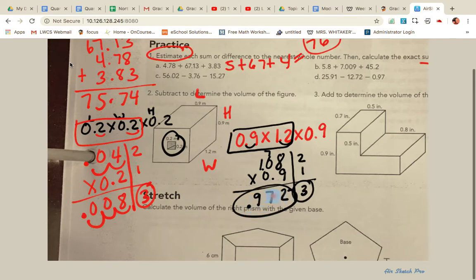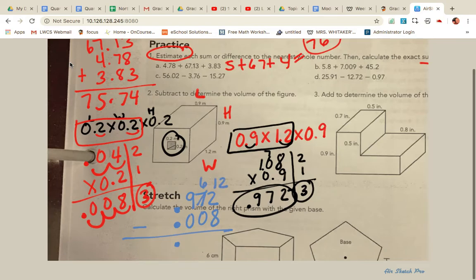0.972, and I need to remove out this hole right here. So to remove something, you need to subtract. So I'm going to line up my decimals. I'm going to be subtracting, and I'm going to fill in my numbers. So I have decimal 972, and I'm going to have decimal 008. And when I go to subtract, I'm going to have to borrow.